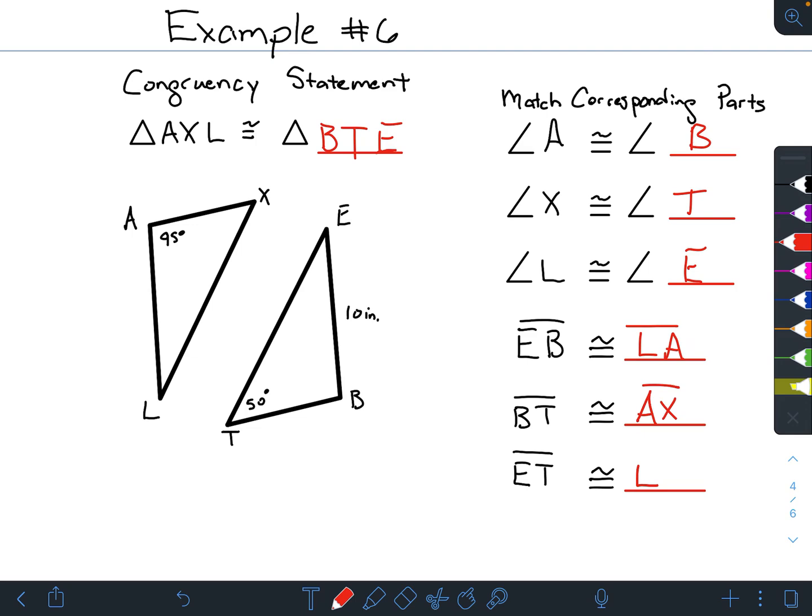So let's look at T. T is the middle letter. X is our other middle letter. And so segment ET is congruent to segment LX. So you don't even really need the diagram unless you're writing the congruency statement. All right? If this still does not make sense, make sure, as always, you ask one of your teachers.